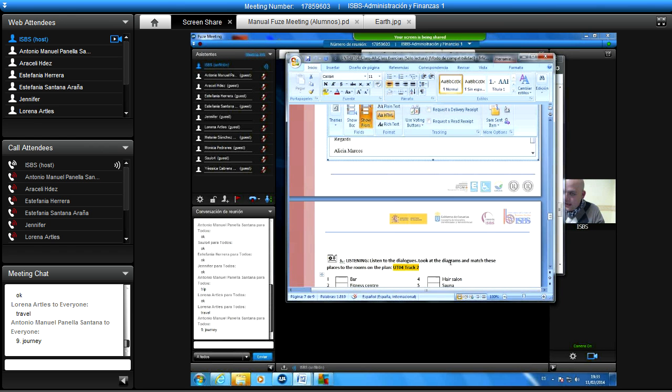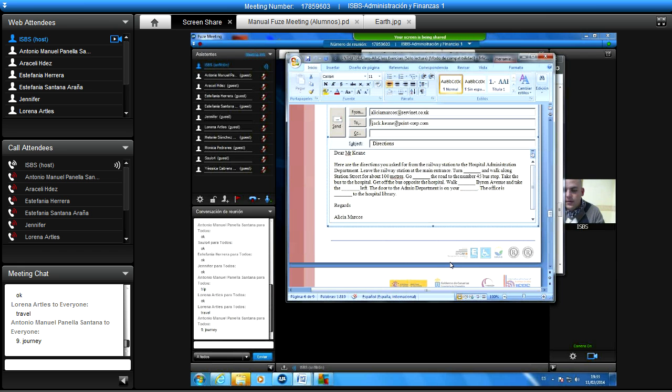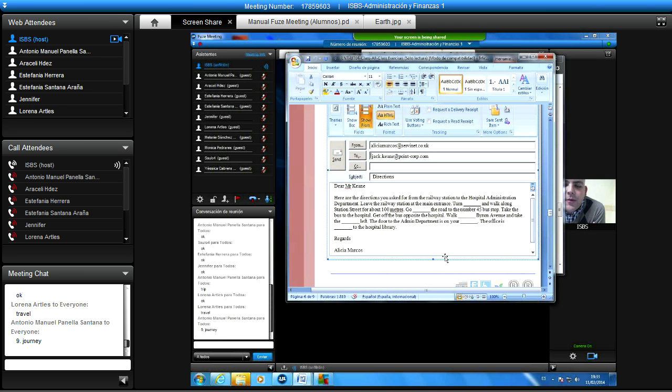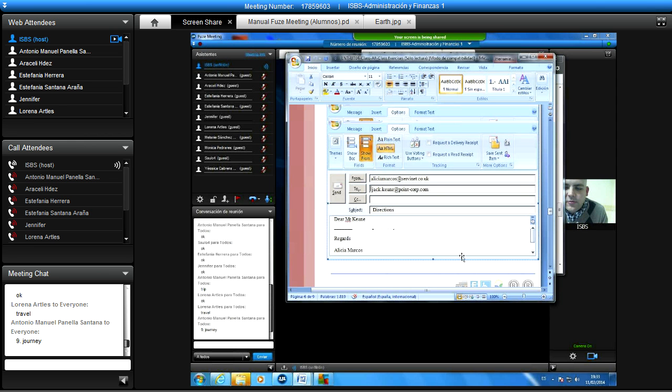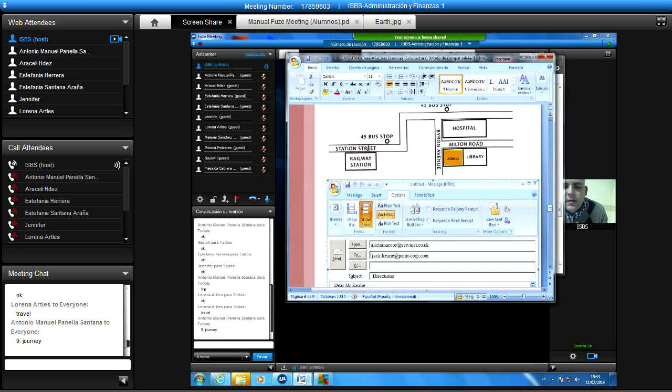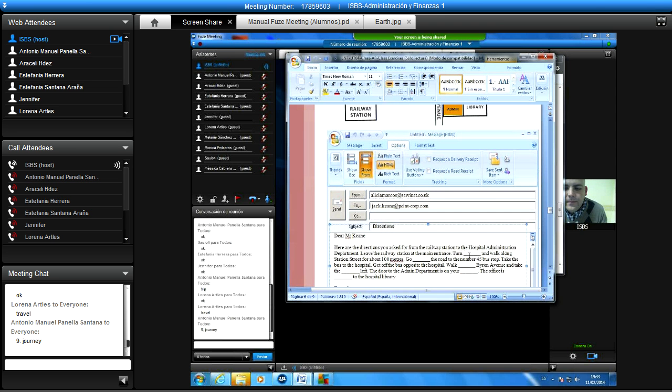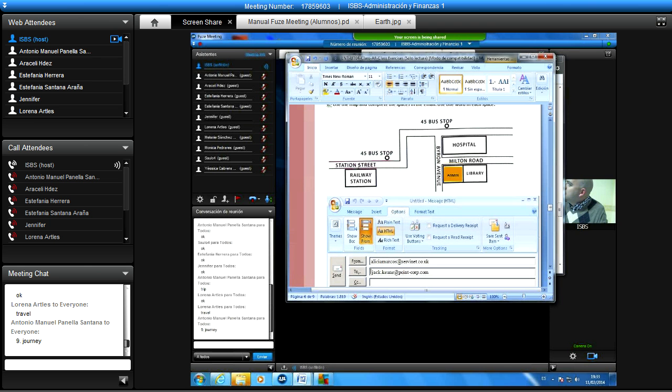Okay, so dear Mr. Keane, here are the directions you asked for from the railway station to the hospital administration department. Leave the railway station at the main entrance. Turn right, okay? What about the people at home? Did you write right, Nuria? What did you write? No, I mean, just look at the map, okay? If you're here, the railway station, so we're here, we want to go from the railway station to the admin department. So first, we have to turn right when you leave the station.